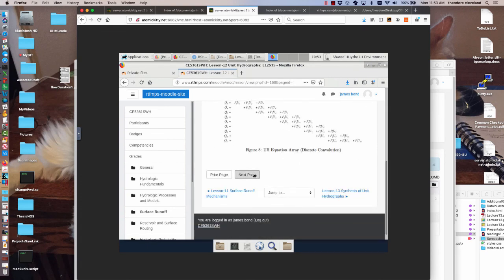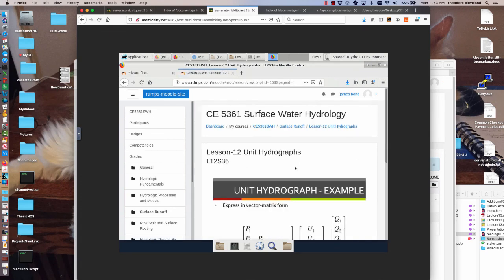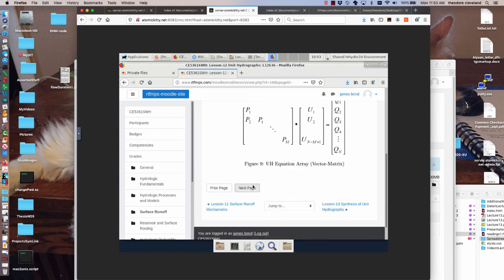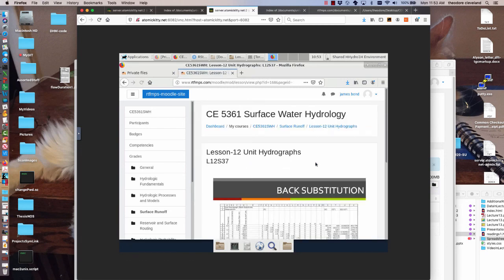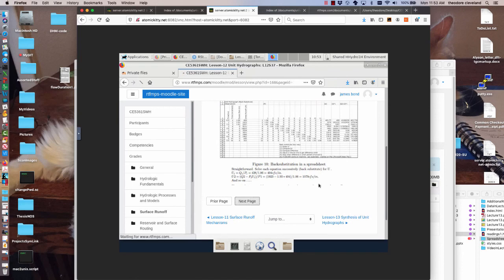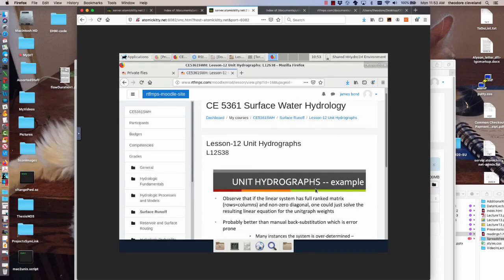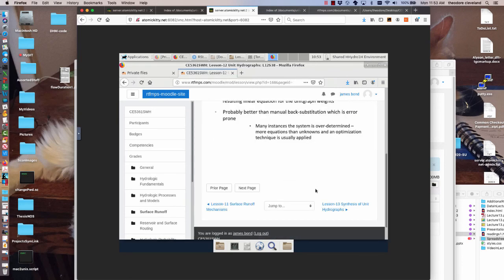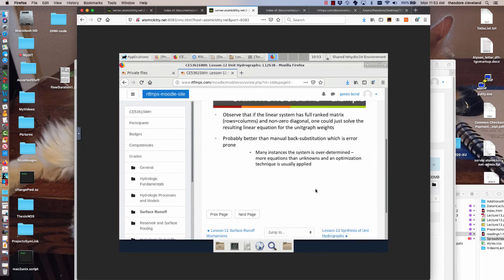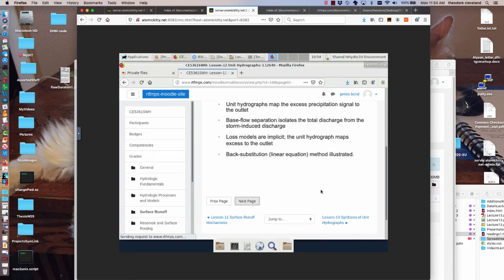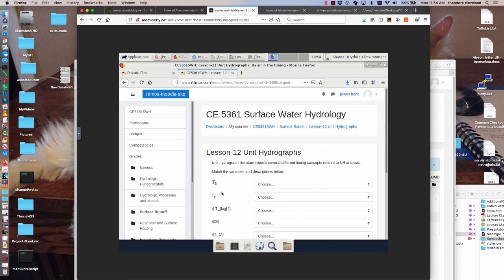There's the precipitation array. There it is in vector matrix form. There's a back substitution process by hand, and the R script did it by linear algebra. We'll discuss a trick to handle the cases where the system's overdetermined. That one worked because we had 13 rows and 13 columns. The summary, and I think we have one more question. Good.